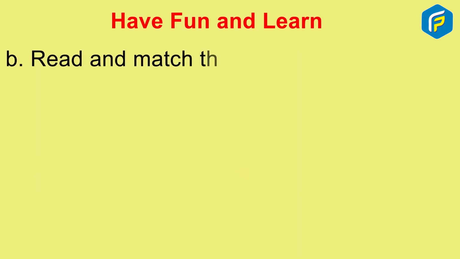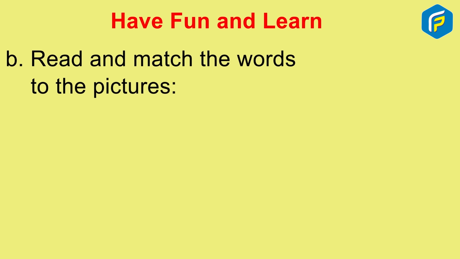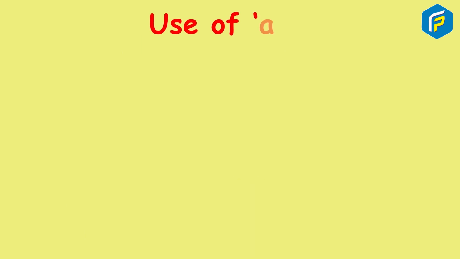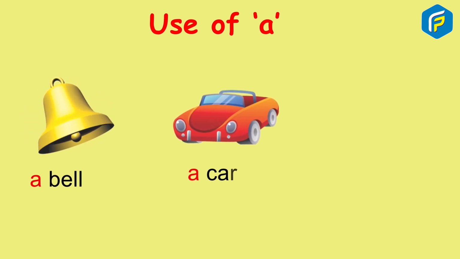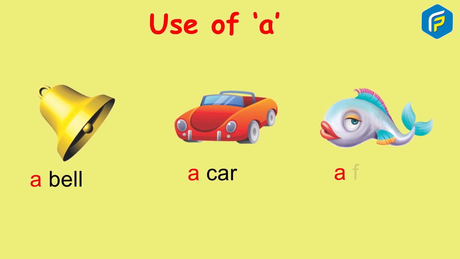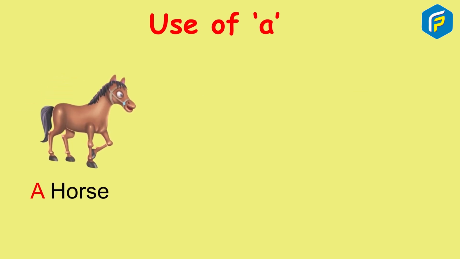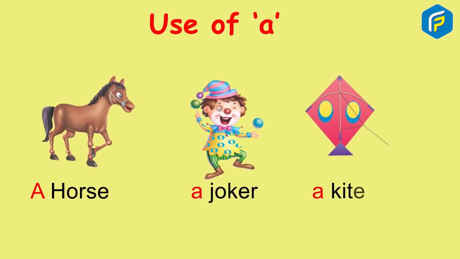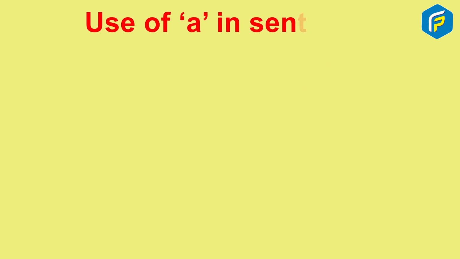Read and match the words to the pictures. Hat, bad, fall, fan. Ball, fat, ran, dad. Use of a: a bell, a car, a fish, a horse, a joker, a kite. Use of a in sentences.